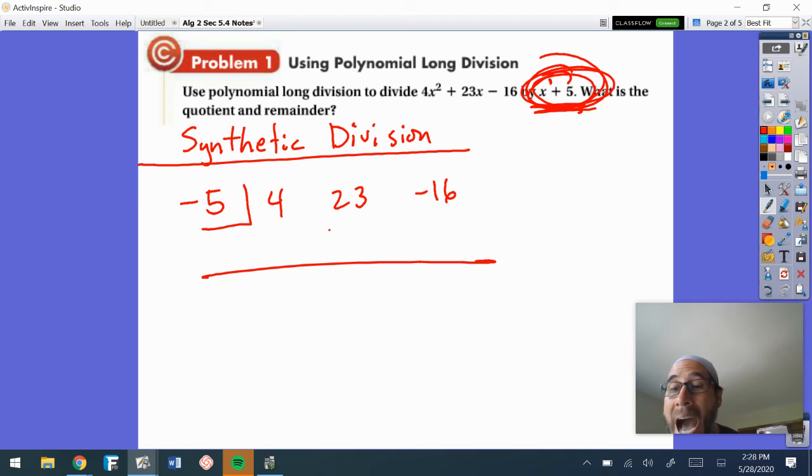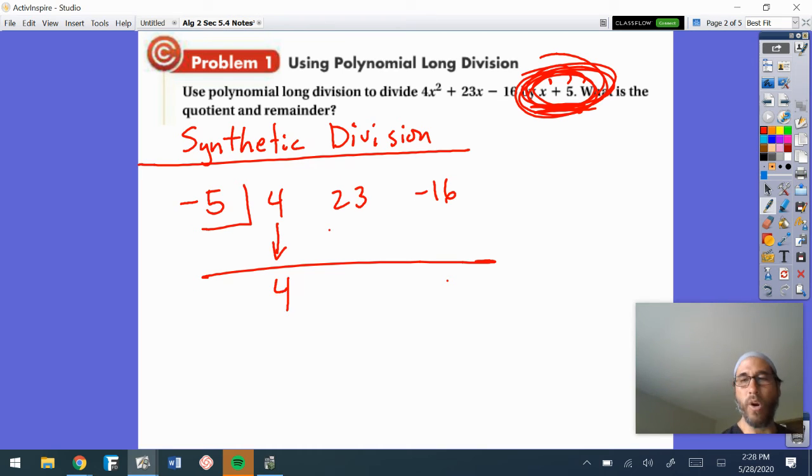Boom. It's going to blow your mind, because I'm going to get the same answer I did when I did long division, but this was so much quicker. But remember, it only works when you're dividing by something linear, x to the first. So this is it. You drop the first number, 4. You multiply. 4 times negative 5 is negative 20. You combine. 23 minus 20 is 3. You multiply. 3 times negative 5 is negative 15. You combine. They're both negative, which means you sum it up, right? It's going to be 31, but it's going to be negative.